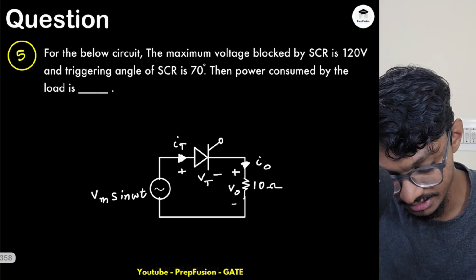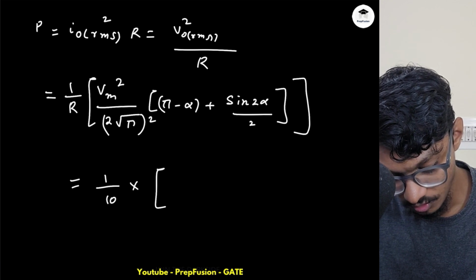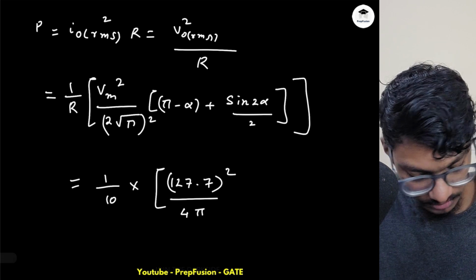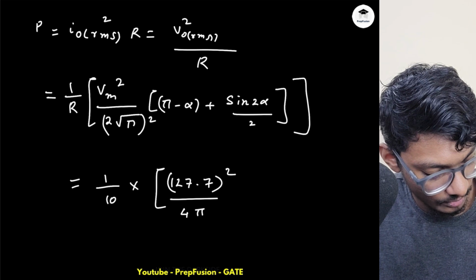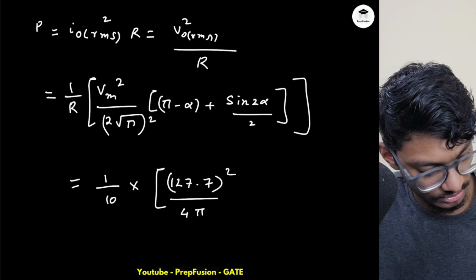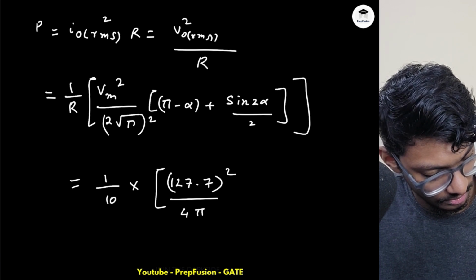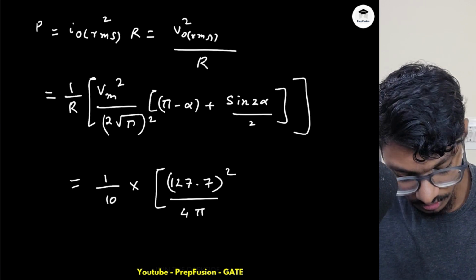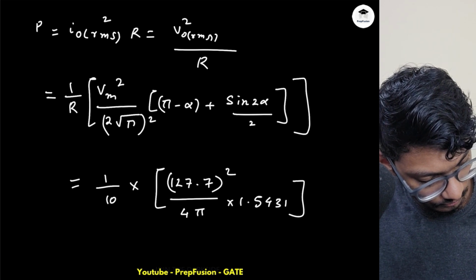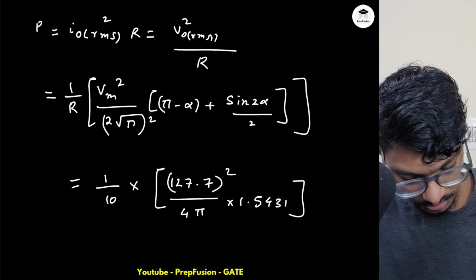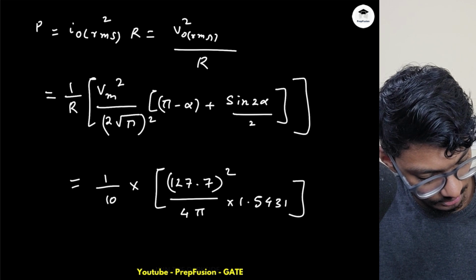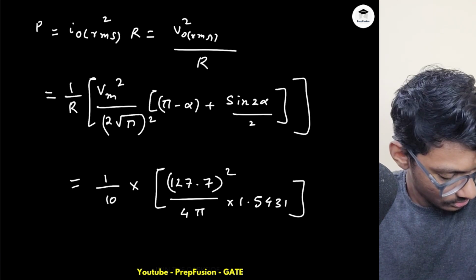Now what is R? R is 10. Vm I have just computed, it is 127.7 whole square. This will become 4 by pi, and alpha is 70. I have to convert this 70 into radians, so 70 into pi divided by 180, then plus sine 2 alpha, that is sine 140 upon 2, so this will be almost 1.5431, right? So if I compute this real quick, divided by 4 into pi, into 127.7 whole square divided by 10. So this will almost come out to be 200.2 watts.